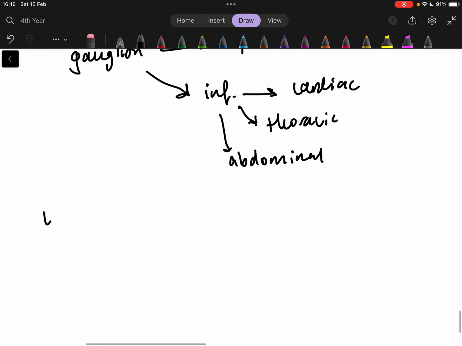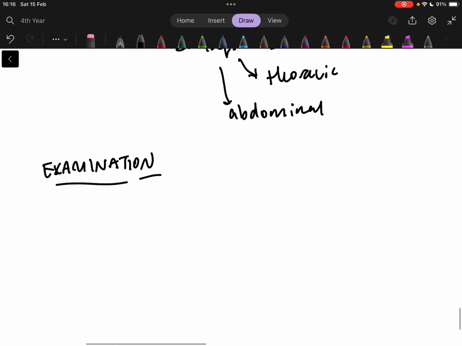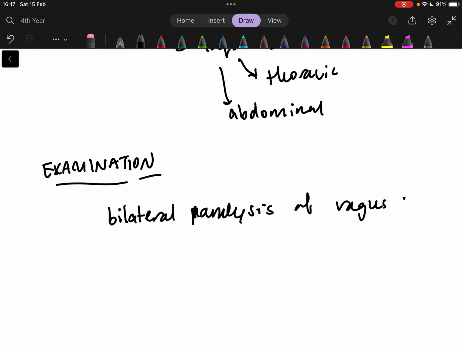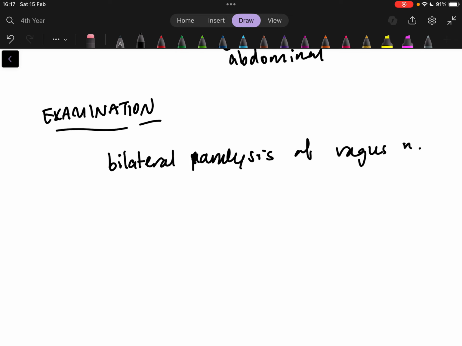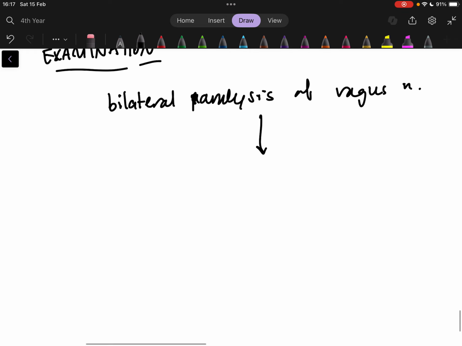A big thing in the examination is to look out for a bilateral paralysis of the vagus nerve. This is very important because the vagus nerve is responsible for the opening of the larynx and whatnot. So if you have a paralysis of the vagus nerve, specifically bilaterally, so both sides, that means the larynx can't open, which connects to your windpipe, and that means that becomes closed, and then that means the patient can't breathe, so they start choking, and essentially very fatal.